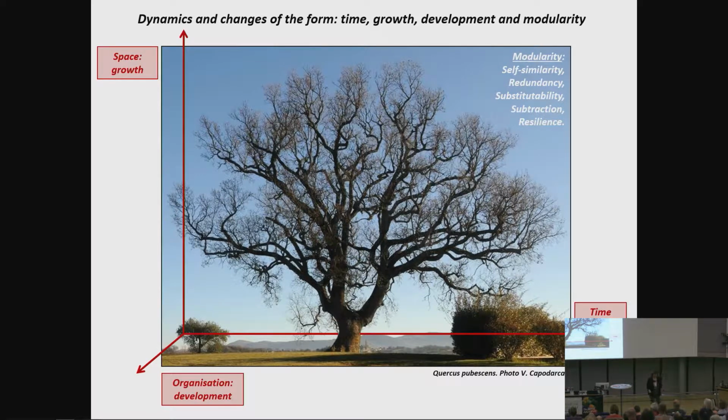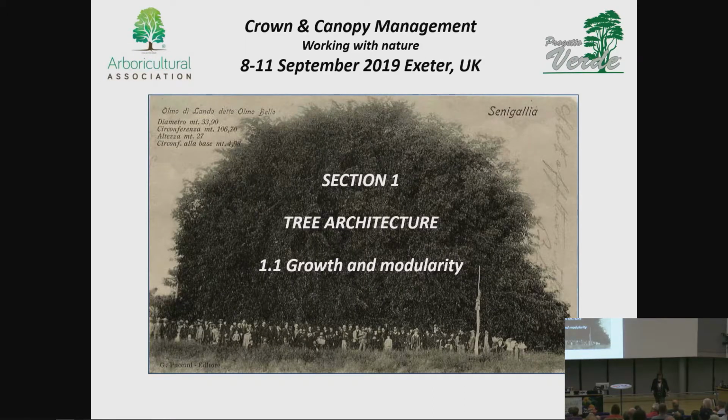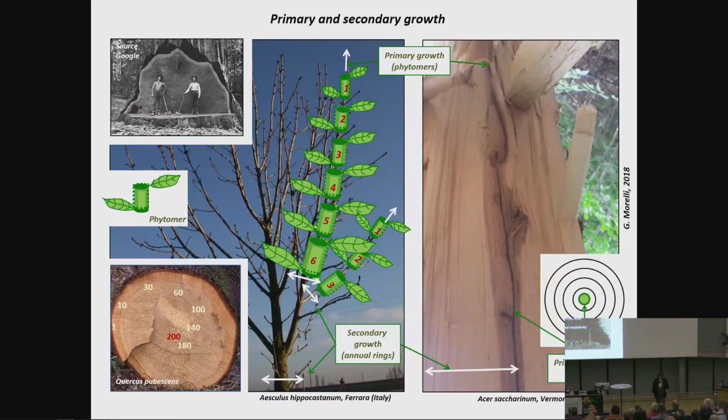So how can we do if we want to study the form of a tree? Then maybe a key is modularity. We have not enough time to go really in the deep of this term, but I can tell you that we have different kinds of modularities: self-modularity, redundancy, substitutability, subtraction, and resilience. And so we go a little bit further to understand our tree and the form of the trees.